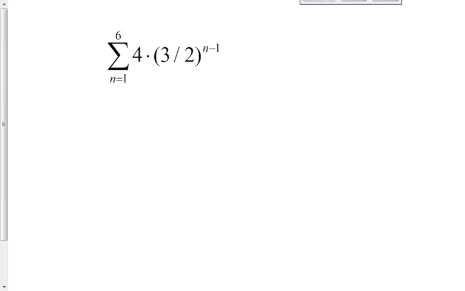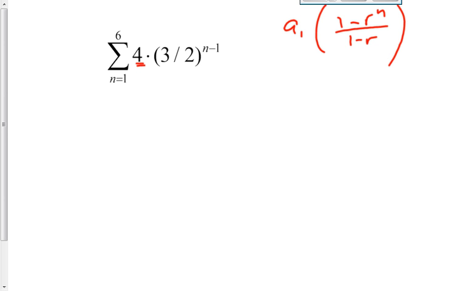All right, let's try to do this one. What is the sum of the first 6 terms according to the rule 4 times 3/2 raised to the n minus 1? Now again, I'm going to write the formula for us. First term, 1 minus r to the n over 1 minus r. And now we just need to put everything in its place.